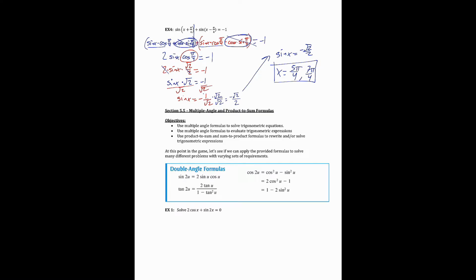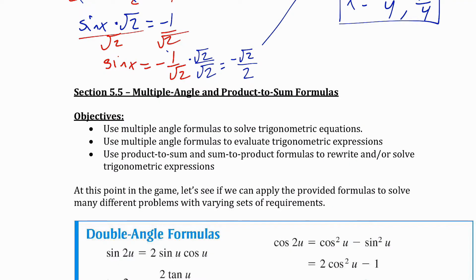Final section for Unit 5, Section 5.5. We're calling this multiple identity and product to sum formulas. So we're adding some more formulas to our arsenal.